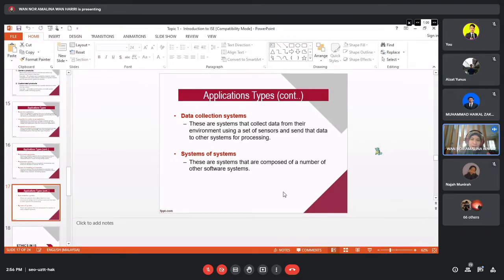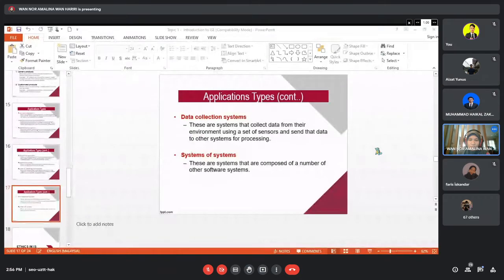Okay, and next is about systems of other systems. This is a complicated one, nested systems. Okay, I would like to hold on here. I would like to explain the types of IS based on the levels of management. So far, you good? Still following? Yes. Okay.